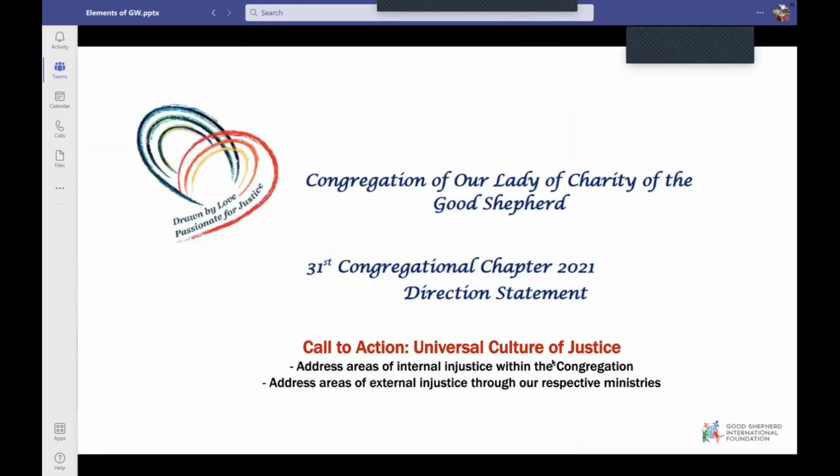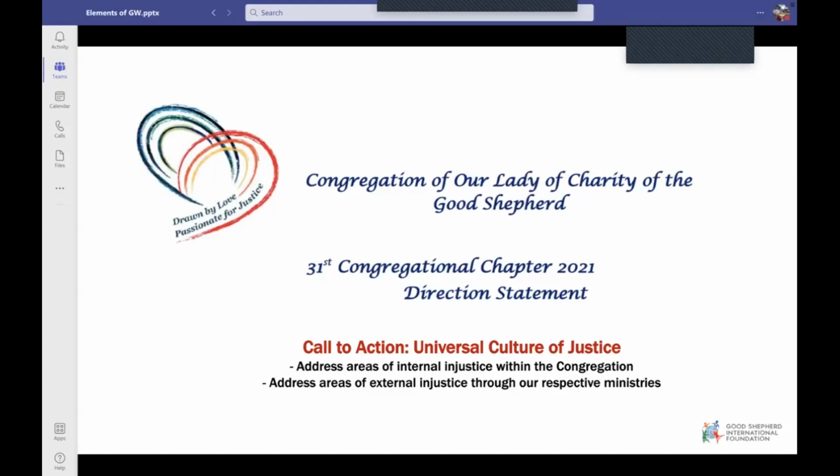The next thing that we need to look at is our 31st Congregational Chapter Direction Statement. The 2015 Direction Statement talked about integrating social justice, spirituality, and good ministry practices, and having strategic plans, etc. If you look at this direction statement that has just been released, there is one call to action that is really very important, and it speaks to all of us as mission development people: the universal culture of justice. And in this, there are two main bullet points. The first is to address areas of internal injustice within the congregation. And the second is to address areas of external injustice through our respective ministries.